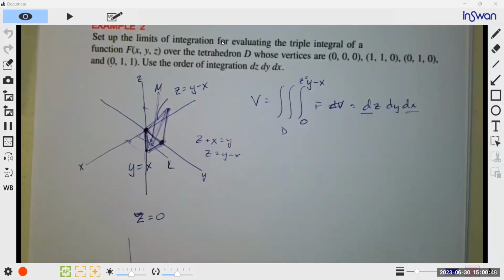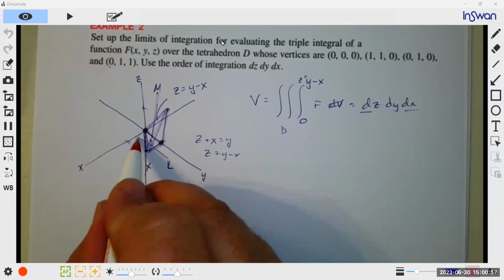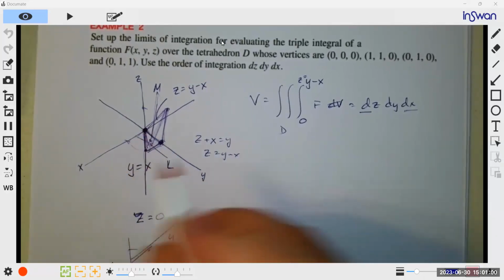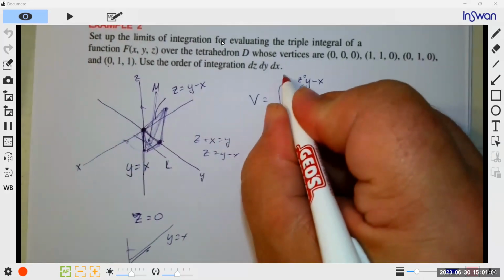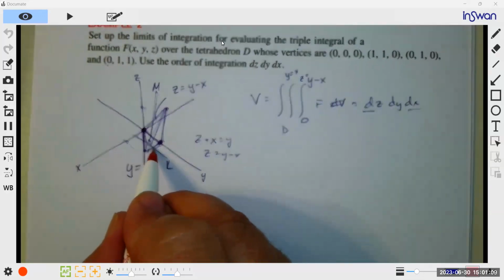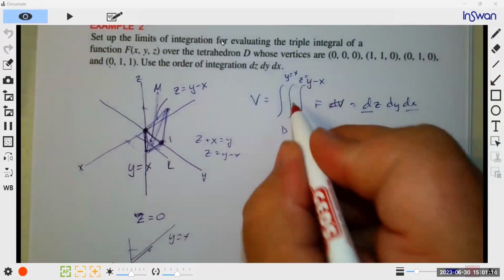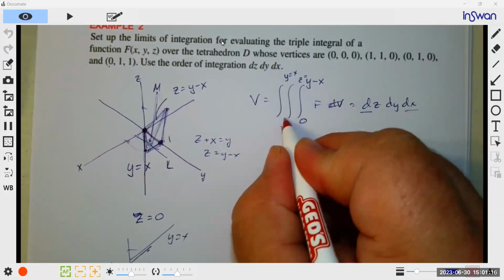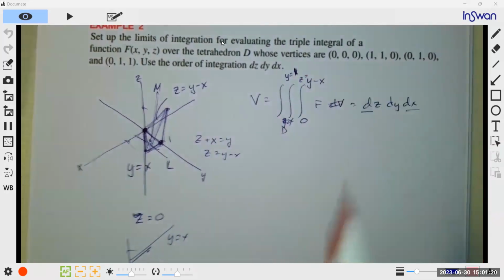Because if you just look down on the xy, we had 1, 1, 1. So that's the line y equals x. So it first touches it when y equals x, and it exits on the very last point of y, which is 1. It enters at y equals x and exits at y equals 1.